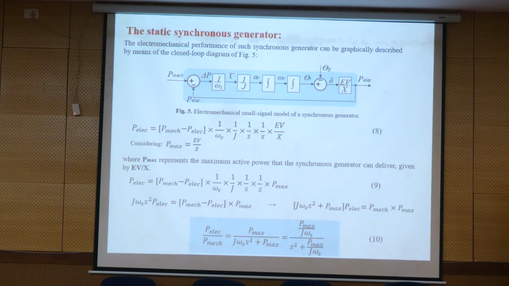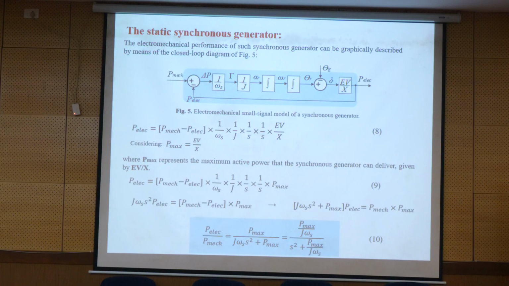And in any type of controller, if we want to make sure that the controller is working well, we should consider the difference between the measured components and the reference value. So if P mechanical minus P electrical has some problems, we have the delta P. And when the difference is higher, it means that we have too many losses. So this is the structure of the electromechanical model of the synchronous generator.